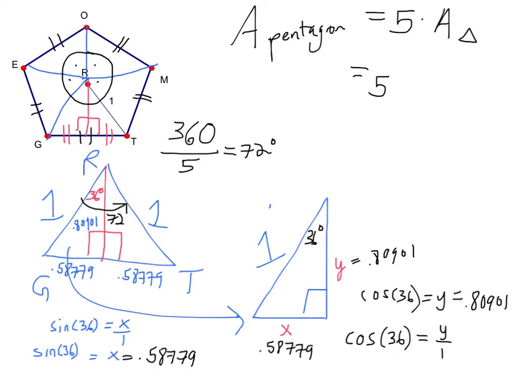So we know the area of a triangle is half of the base times the height. We have 5 triangles in total. We know the height, which is the apothem, is 0.80901. And now if you're wondering exactly how big is the base, we'll have to double that 0.58779. That will come to 1.17557.